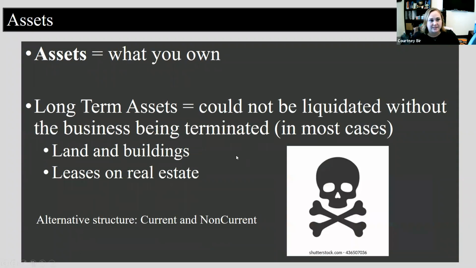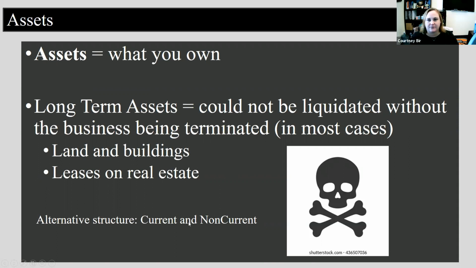So long-term assets could not be liquidated without the business being terminated. I say in most cases, there's always caveats to these things. So that's the land and buildings, leases on real estate. So if you sell all of your land, you are no longer a farm, right? So that makes that a long-term asset. I put a skull and crossbones here to remind people, like, you're done. If you sell all of your long-term assets, you're just done.